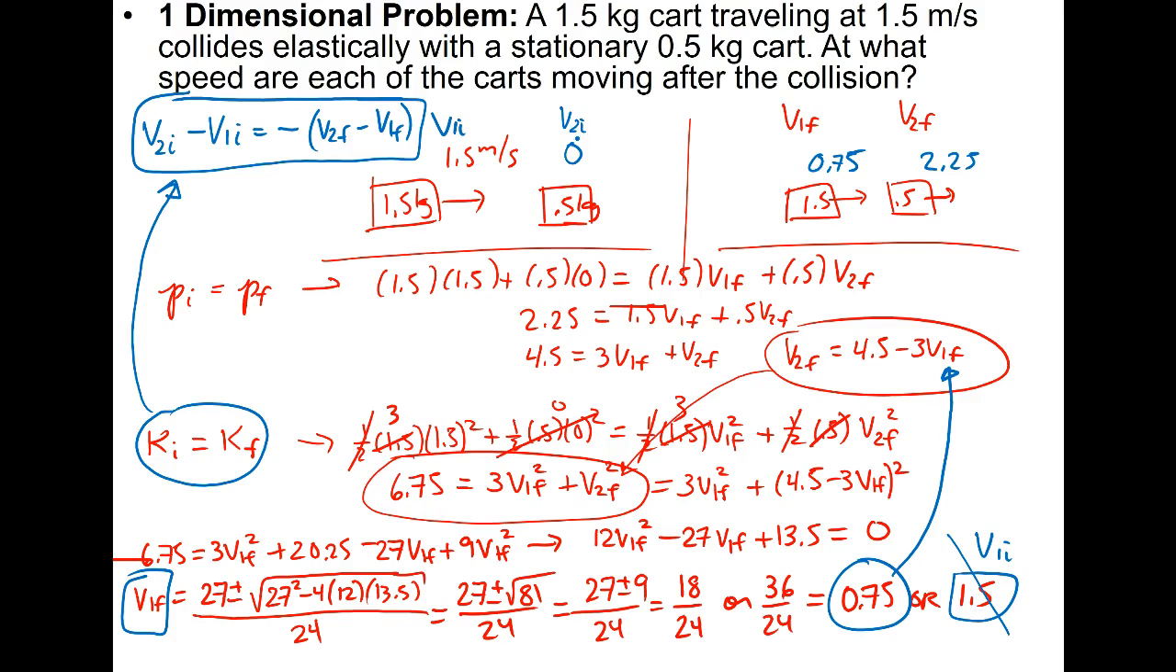So V2i is 0 and V1i is 1.5, so that's negative 1.5 on one side. We put a negative sign, and 2.25 minus 0.75 is 1.5. So that does indeed check out. Okay, so this video is already way too long, so I'm going to stop now, and in the next video we're going to talk about two-dimensional collisions.